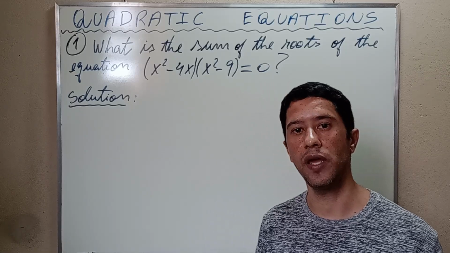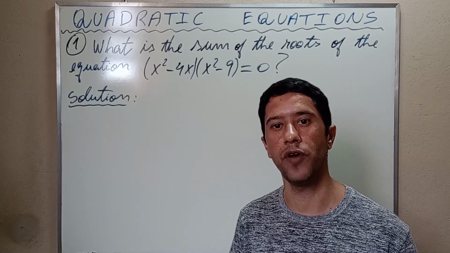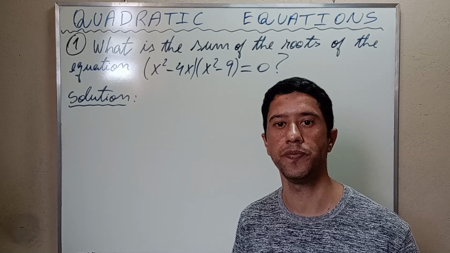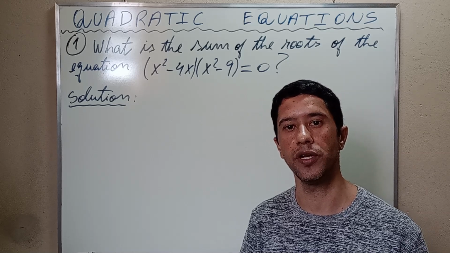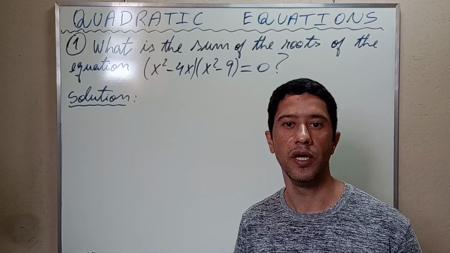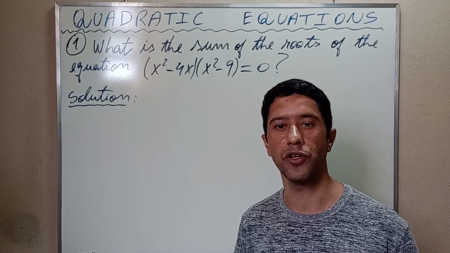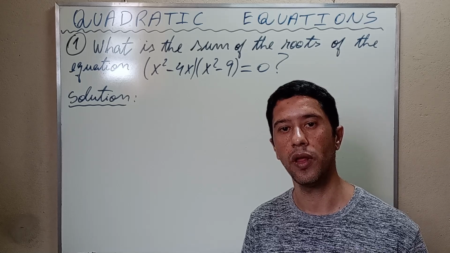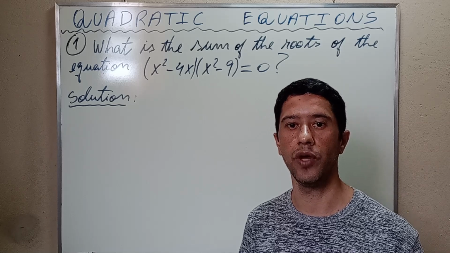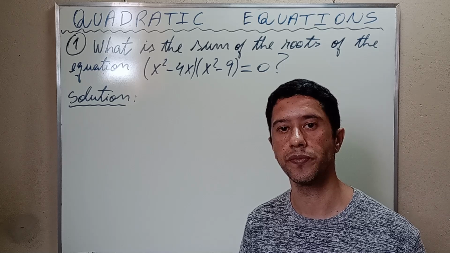In mathematics, a quadratic equation is a single variable polynomial equation of degree 2. The values of x that satisfy the equation are called the solutions, zeros, or roots of the equation. In this video, we will study only quadratic equations with real roots.